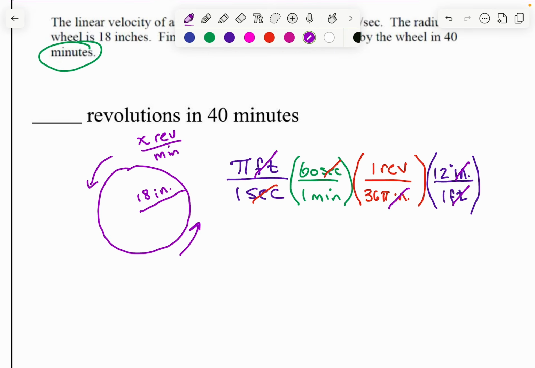But let's collect what we have here now. I've got pi times 60 times 12. Again, notice a lot of times it's convenient not to actually do the multiplication. You see how I'm just multiplying pi times 60 times 12, over 1 times 1 times 36 pi. Okay, and again, don't forget the units, right? It's revolutions per minute.